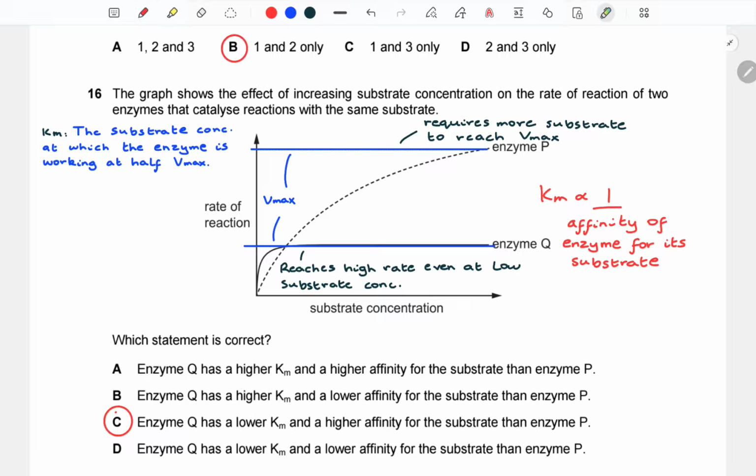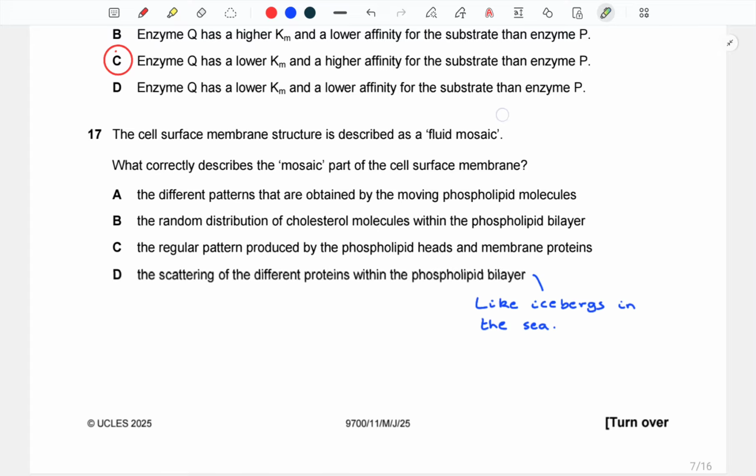This is because enzyme P requires much more of the substrate to reach its Vmax, whereas enzyme Q requires way less of that same substrate to reach the Vmax. As you can see, at this substrate concentration, enzyme Q reaches Vmax, while enzyme P requires a whole lot more substrate concentration to reach its Vmax. Hence, for 16, our answer should be C.